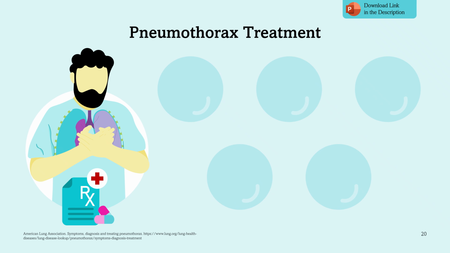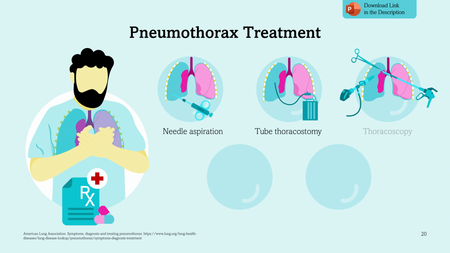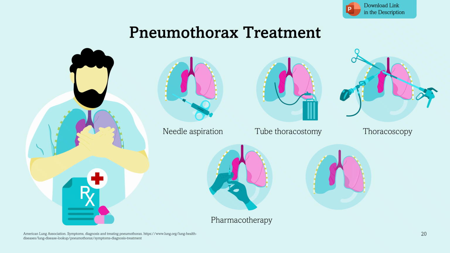Management ranges from minimally invasive to surgical interventions. Needle aspiration serves as first-line treatment for primary cases, while tube thoracostomy is indicated for larger or recurrent pneumothoraxes. Advanced options include thoracoscopy for bleb resection or pleurodesis, with pharmacotherapy adjuncts for pain and inflammation control. Electrocautery may be utilized during surgical interventions.